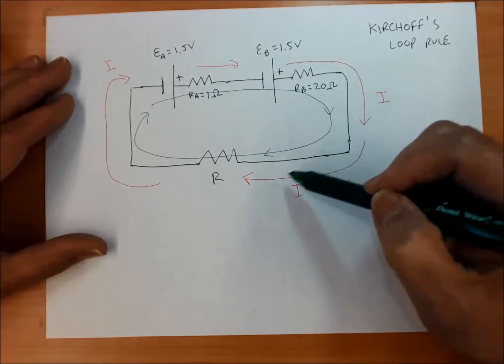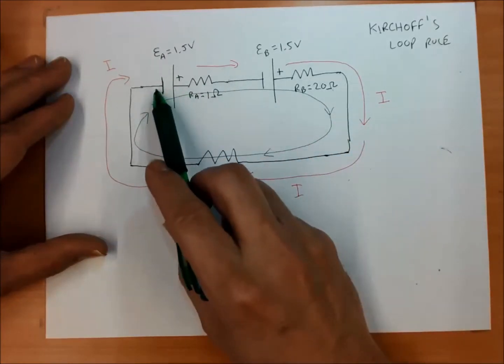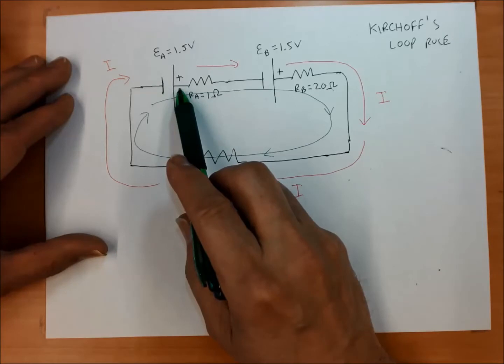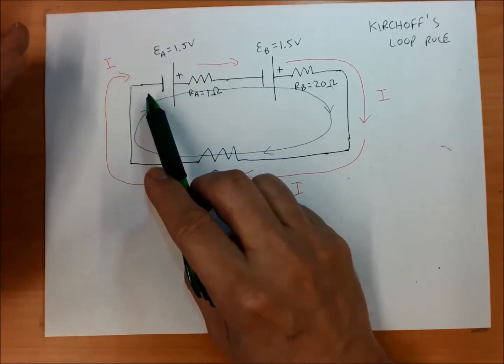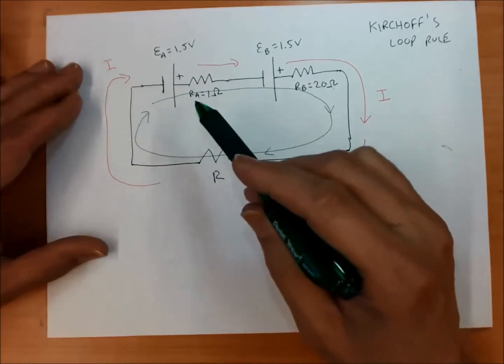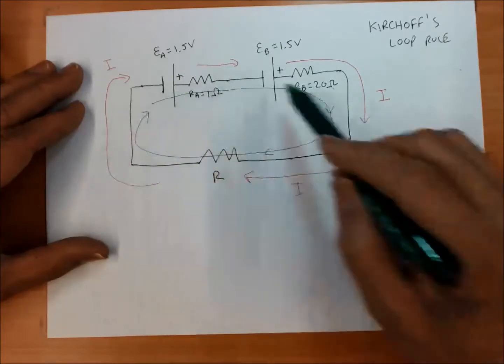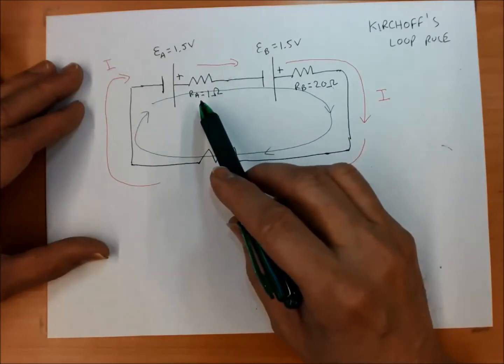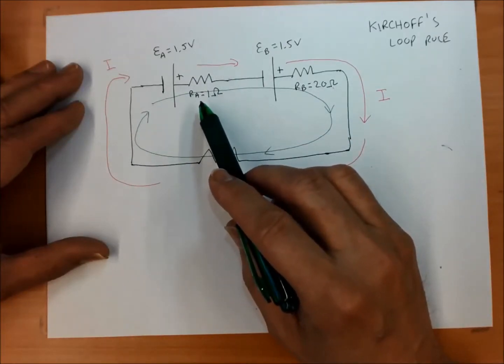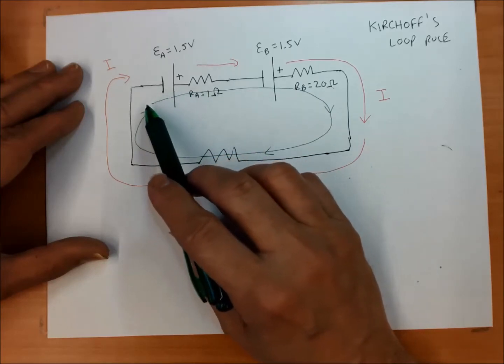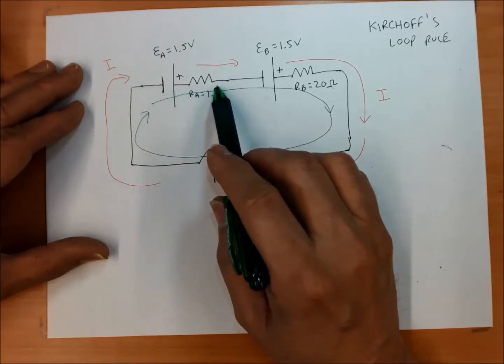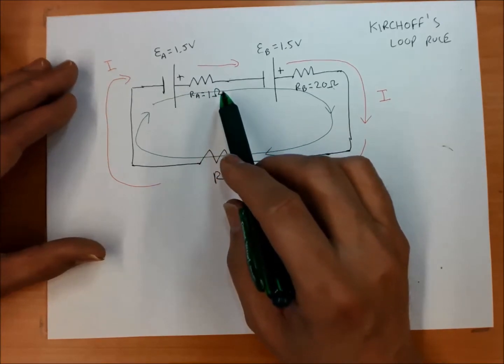Now, as you go around the loop, anytime you go from the minus end of a battery to the plus end of a battery, or the minus end of an EMF to the plus end of the EMF, that will be a positive voltage change. That will be a boost. And anytime you go in the same direction as the current through a resistor, that will be a voltage drop.